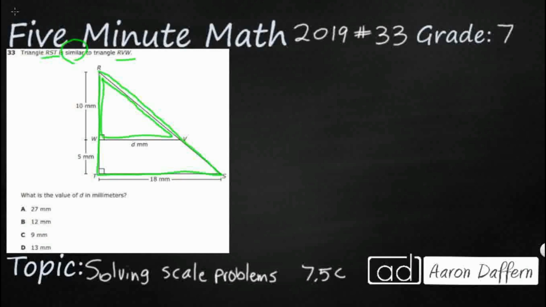Those two are similar, and when we see similar, we have the same shape. So they're not just both triangles, they're both right triangles that also have the same angles. Obviously these two triangles share this angle right up here. They have two right angles, and since they're similar, this angle right here sitting at V is the same as this angle right here sitting at S.